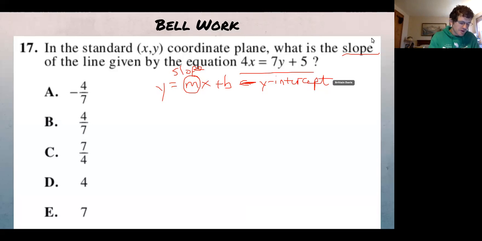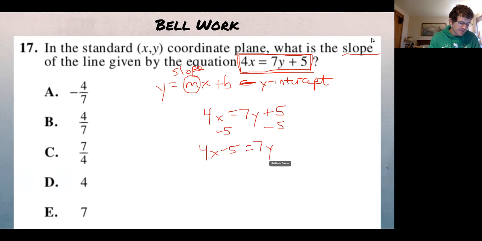Okay, so what I want to do is rearrange this equation into the form of y equals mx plus b. Now, the truth is it doesn't matter if your y is on the right or the left, and it'll probably work out a little easier this time if I just leave the y on the right side. So, of course, I want the y all by itself. I'm solving for that. So what I'm going to do is get rid of this 5, and I get 4x minus 5 equals 7y.